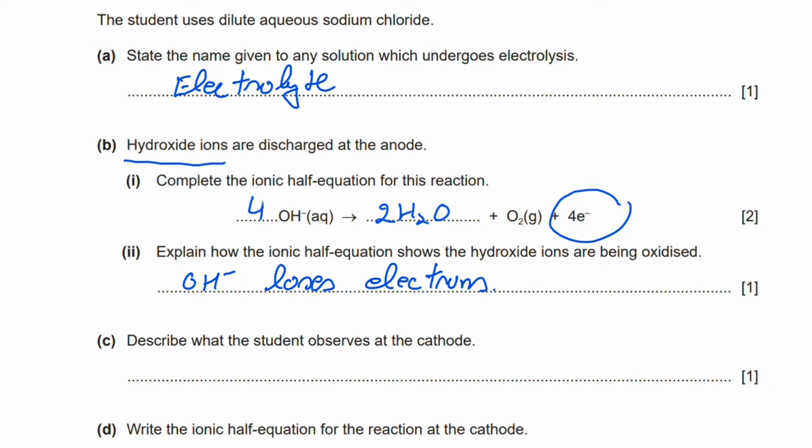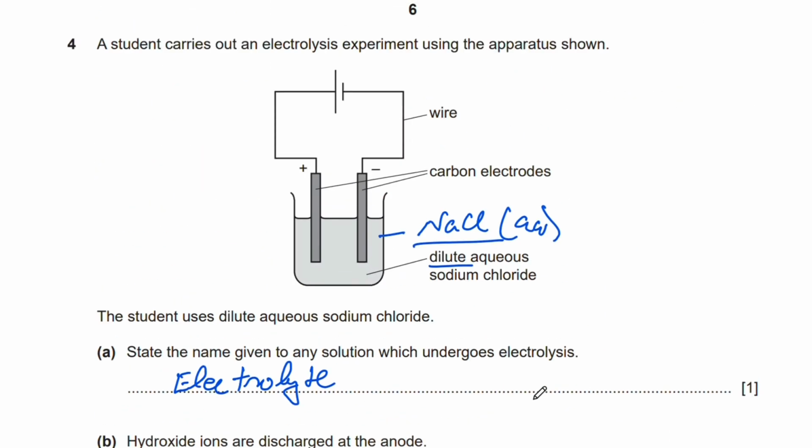Now, C part. Describe what the student observes at the cathode. So see, cathode is basically the negative electrode. So this is cathode and this is anode. Cathode is negative, anode is positive. Now, what are the ions? So ions, we have Na plus, Cl minus, H plus, and OH minus ions.